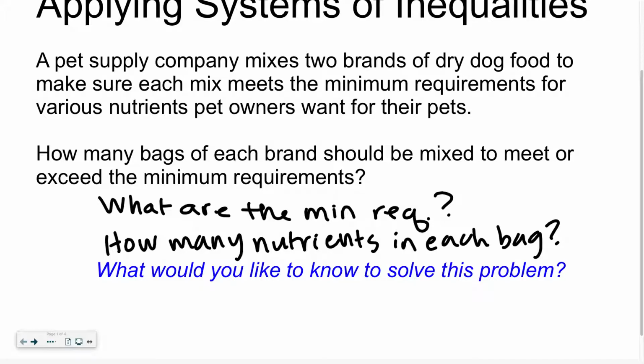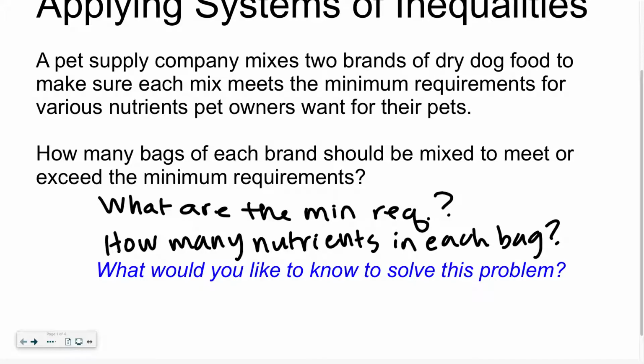What were you going to say? Oh, okay. Anything else that you're dying to know? Okay. How different are the two mixes going to be? And what do you mean by that? Because it's two brands of dog food, so how different are they going to be? How does that play into meeting the requirements?